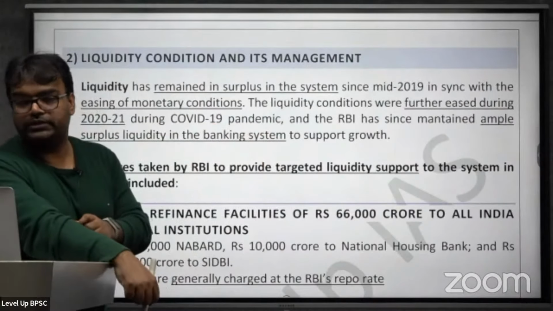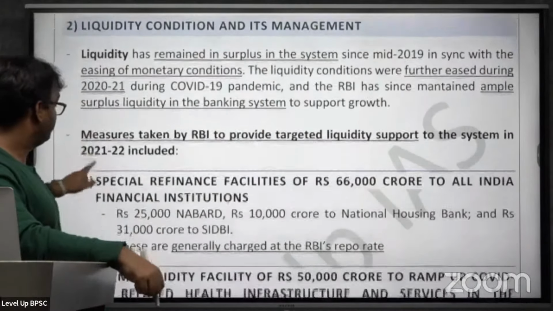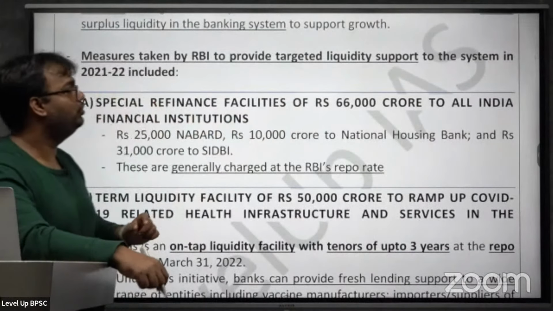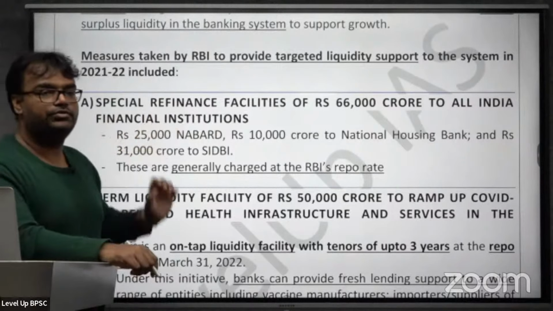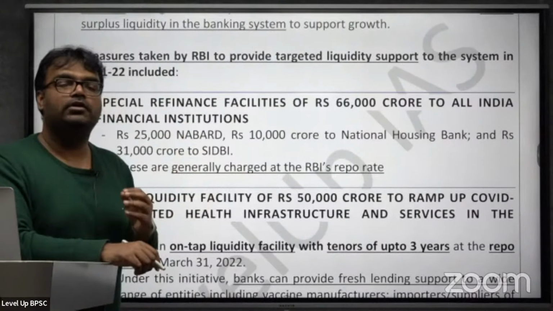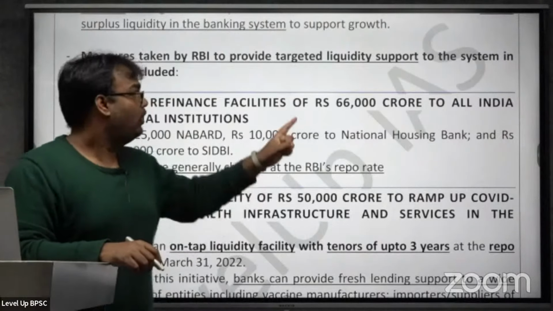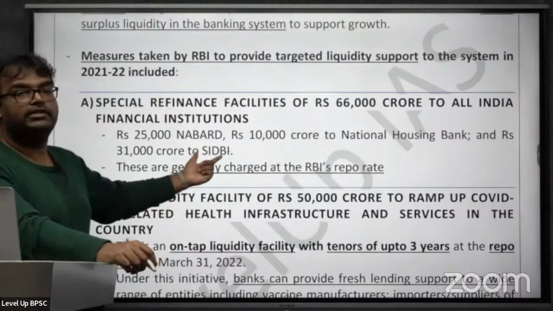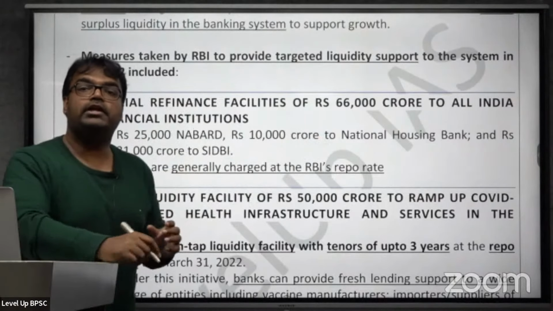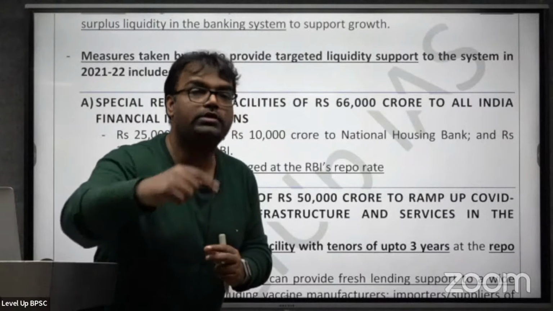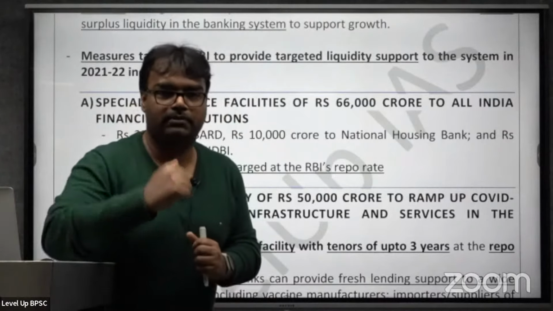Okay, so first is the special finance facilities of rupees 66,000 crore to all India financial institutions. What is happening here? Here RBI is saying we will finance all India institutions like NABARD, National Housing Bank, SIDBI, so that they will be able to give more loans to their customers, so that more money would be available in the market.